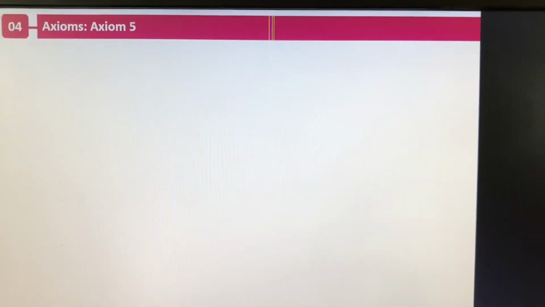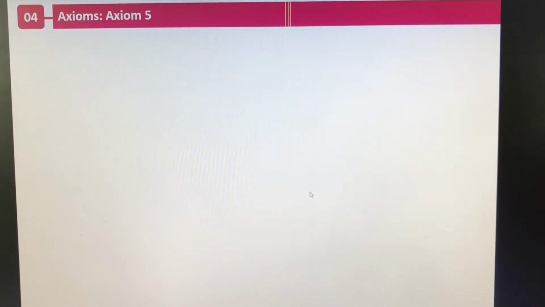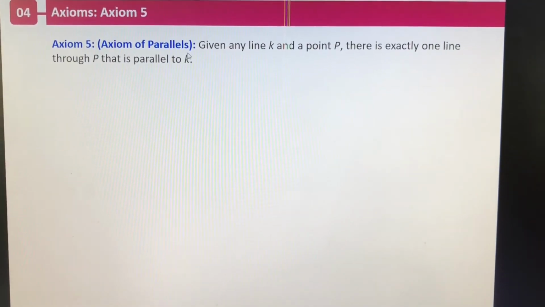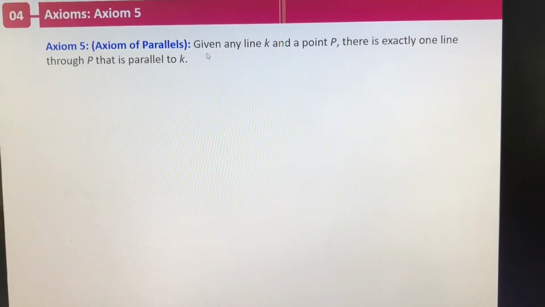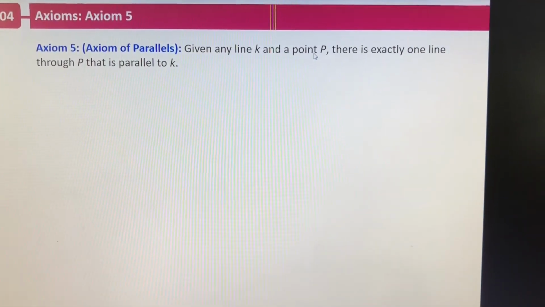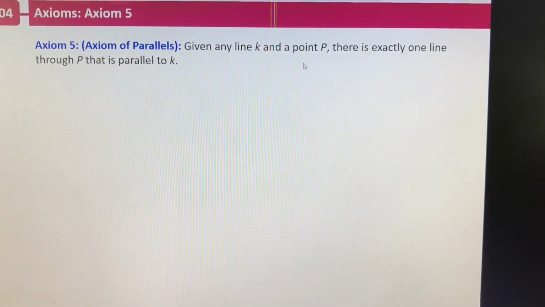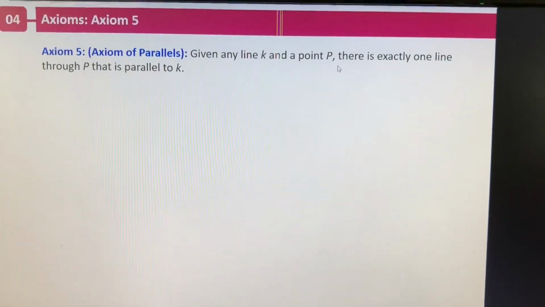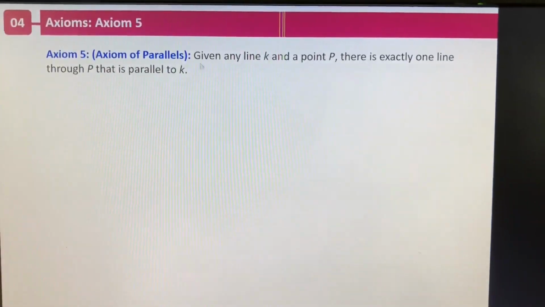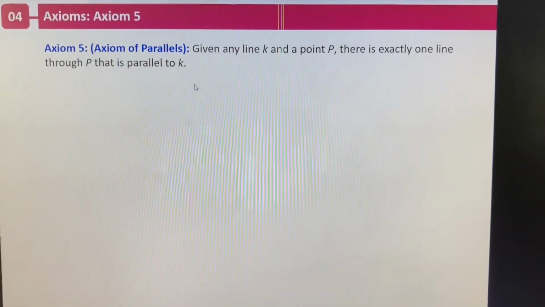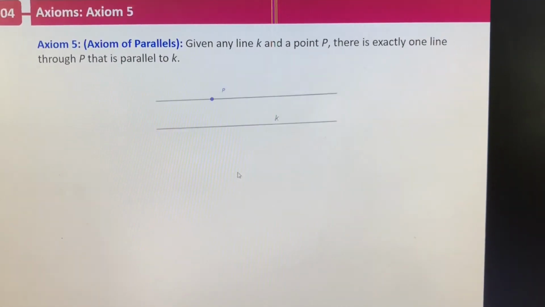The last axiom that we're going to look at today is axiom 5, and that's the axiom of parallels. It says that given any line and a point that lies above or below that line, you can only draw one line through that point that will be parallel to the original line. Let's have a look at that in action.